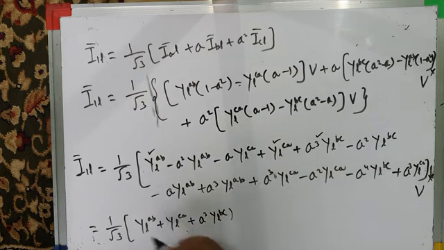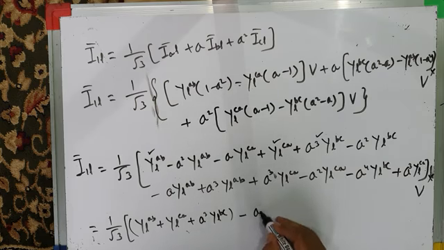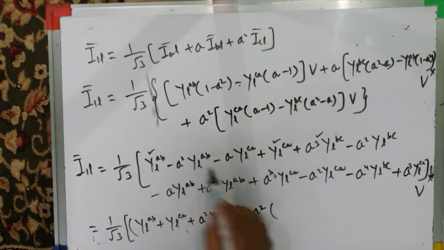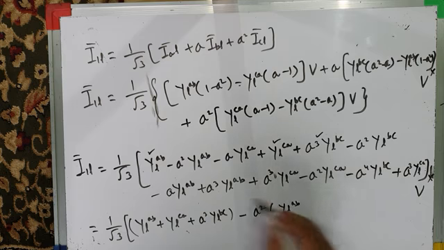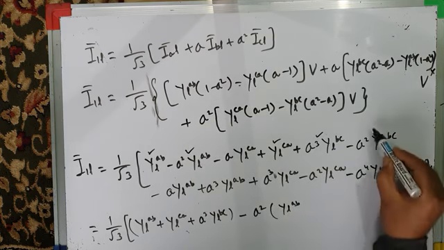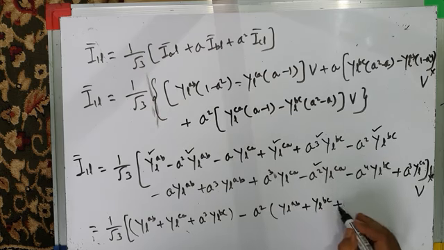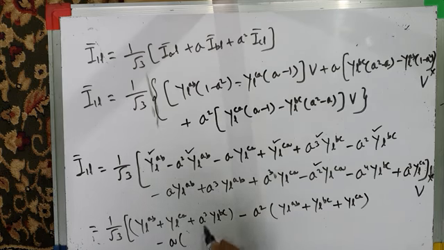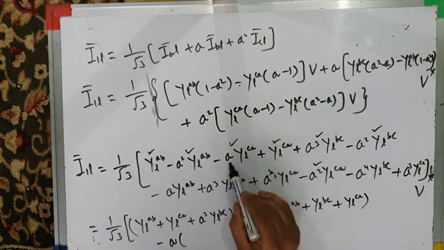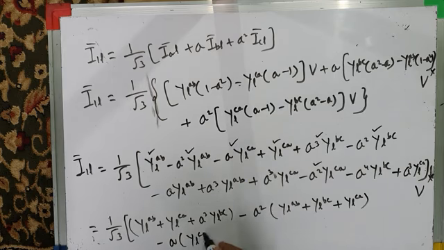Let me put it within the brackets. After this, I will take A square common from some terms. If I take A square common from here, I will get YLAB. Where is A square? Here. Plus YLBC. And we have A square here also. Plus YLCA. Okay, that is the A square term. Now I will take A common from the minus A term. If I take A common, I get this YLCA.